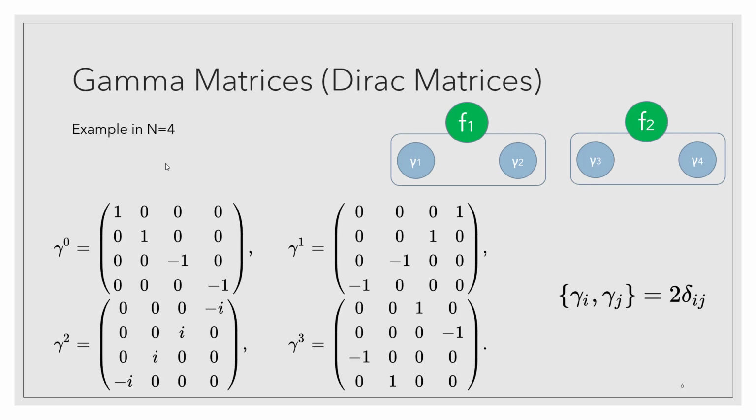As an example, let's look at it in 4 dimensions, or if you have 4 gamma matrices. In this picture you can see gamma 1, gamma 2, gamma 3, and gamma 4, or you can think of it as 2 complex fermions.